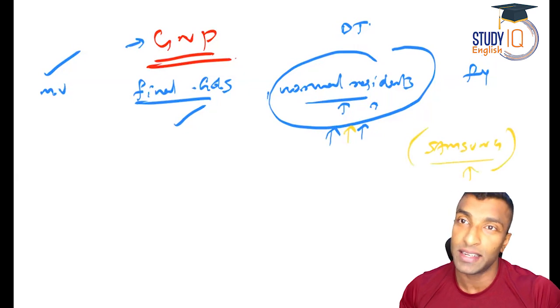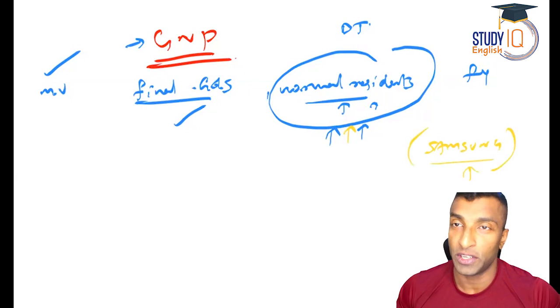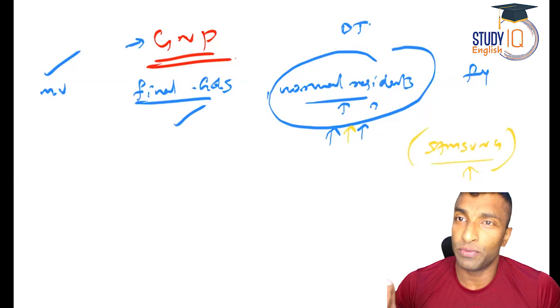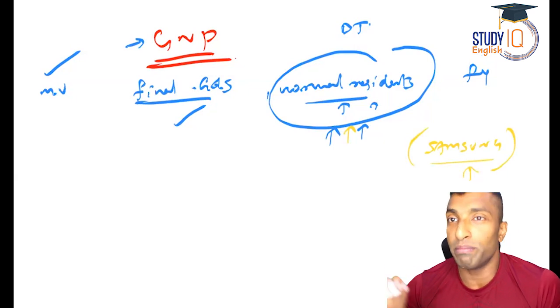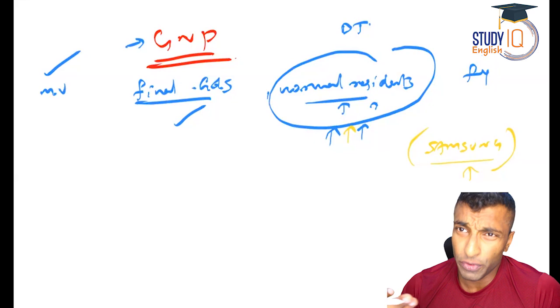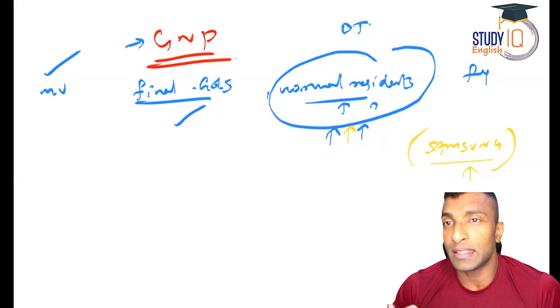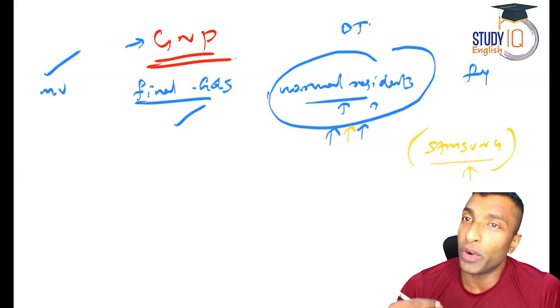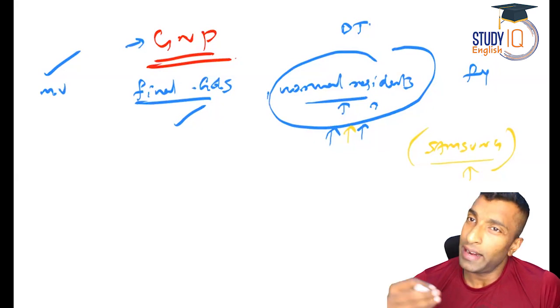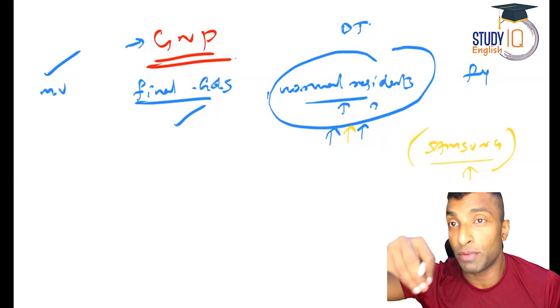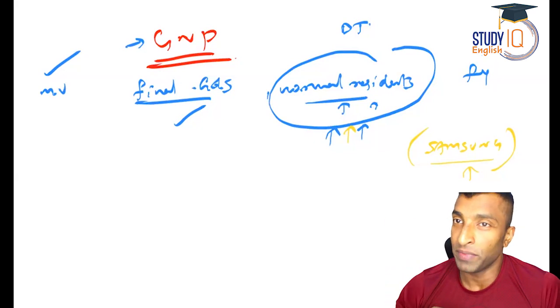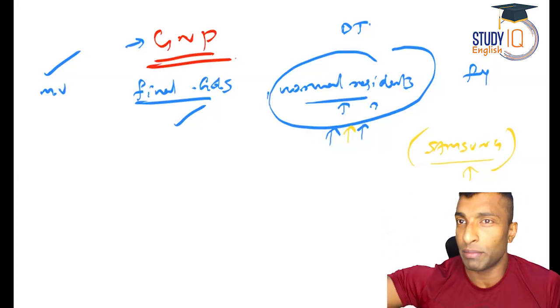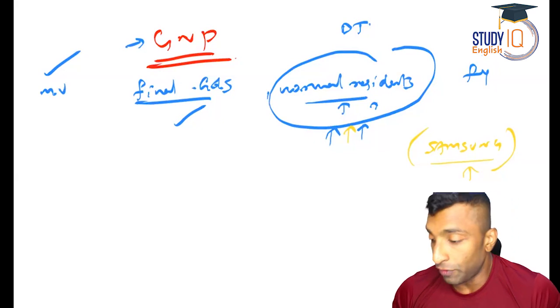So it has to be considered as normal residents as per this definition. So for your convenience, if you want to make things easy, you can consider it as citizens. Like if it is India's GNP, whatever is produced by Indians, it doesn't matter where it is. It may be in the US, it may be in Sri Lanka, it may be some other country also. It will be added to GNP.